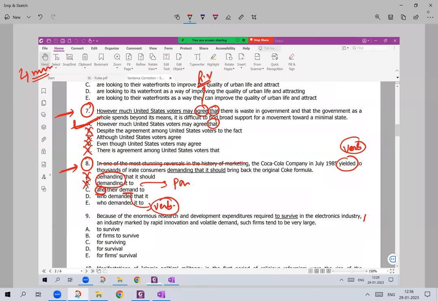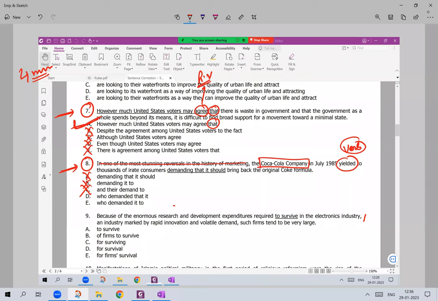What I've told you, parallelism always goes back to one subject. Yielded is an action, right? Of what? Coca-Cola company, right? And demand is action of what? Consumers. Correct. So it is not parallel. In parallelism, things should go back to one subject. So these are the things you should look at when you are doing it at home. But in this question, you can straight away mark the answer and move on.